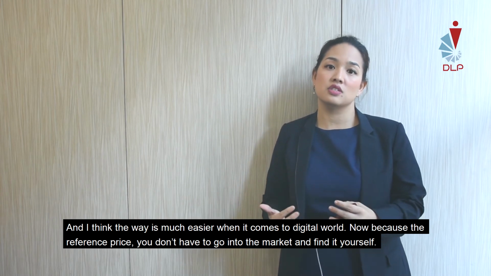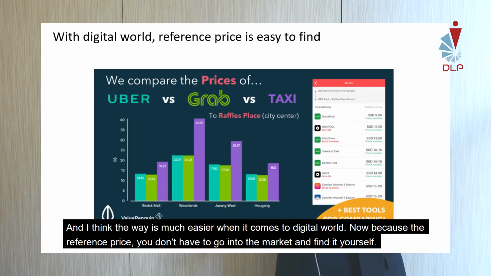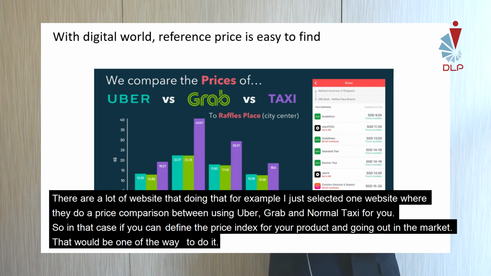And I think this is much easier in the digital world now, because for the reference price, you don't have to go into the market or find it yourself. There are a lot of websites that do that. For example, I just selected one website that does a price comparison between using Uber, Grab, and a normal taxi for you. So in that case, if you can define the price index for your product and then go out into the market, that would be one of the ways to do it.